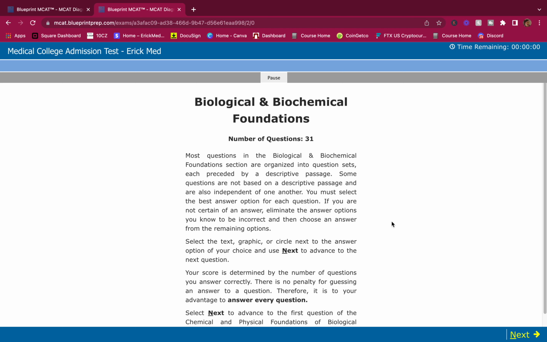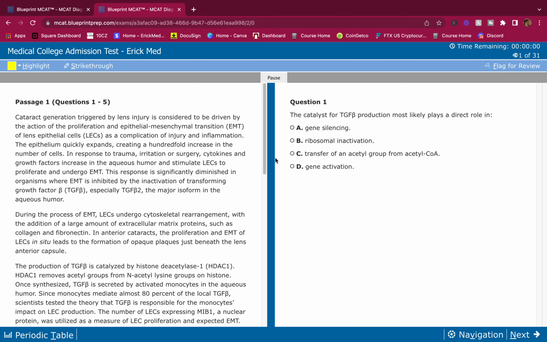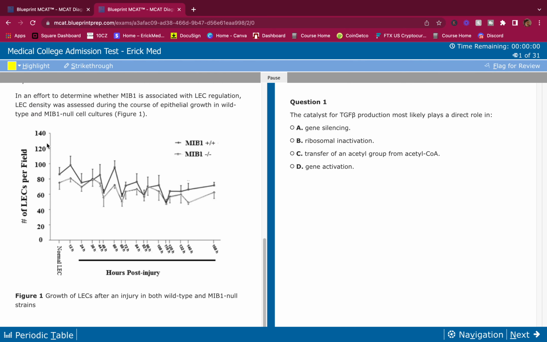Back to another breakdown. Here we go again. Yes, sir. You already know how it goes. We're going to be doing a BB passage breakdown. Okay, this is in the blueprint exam. We'll be doing passage number 1 here.